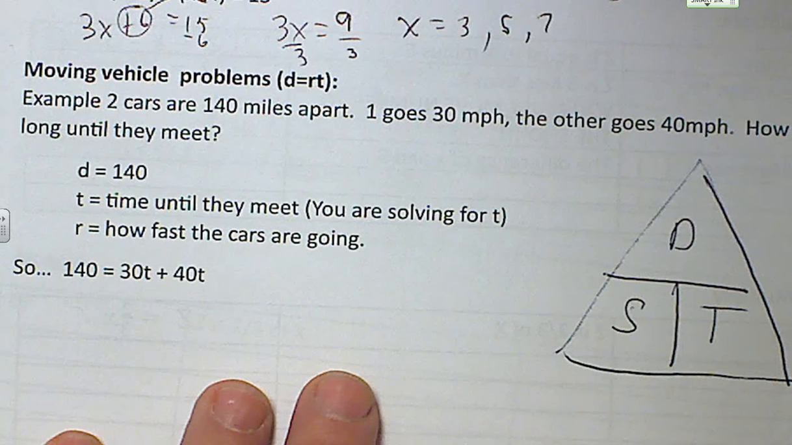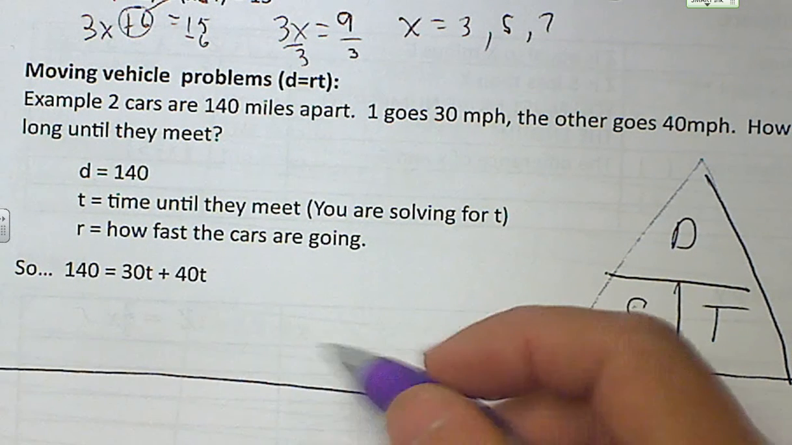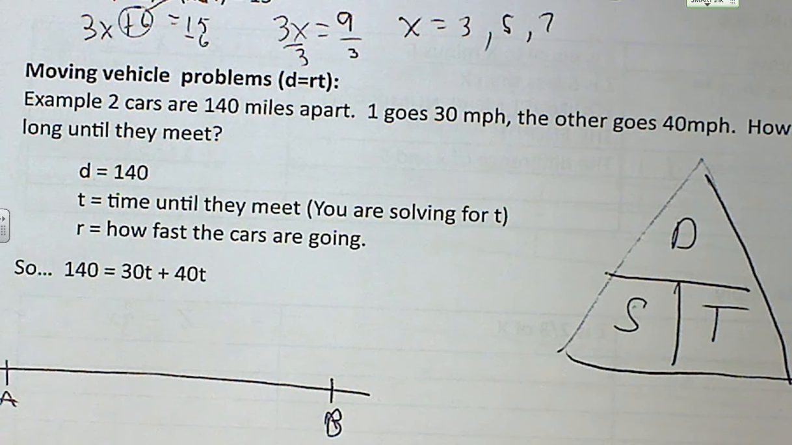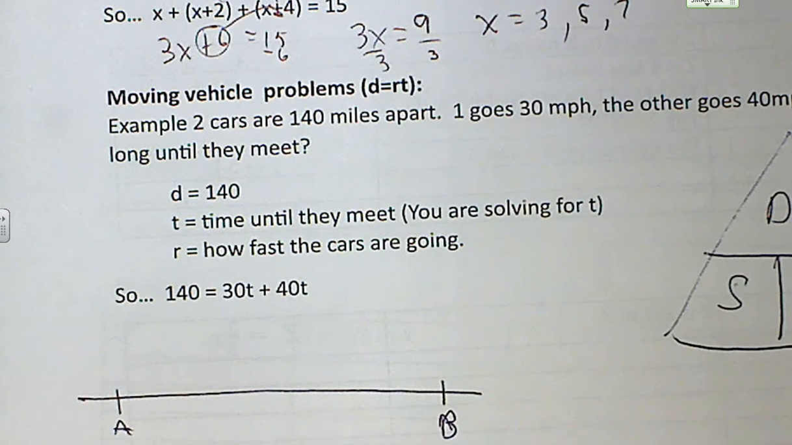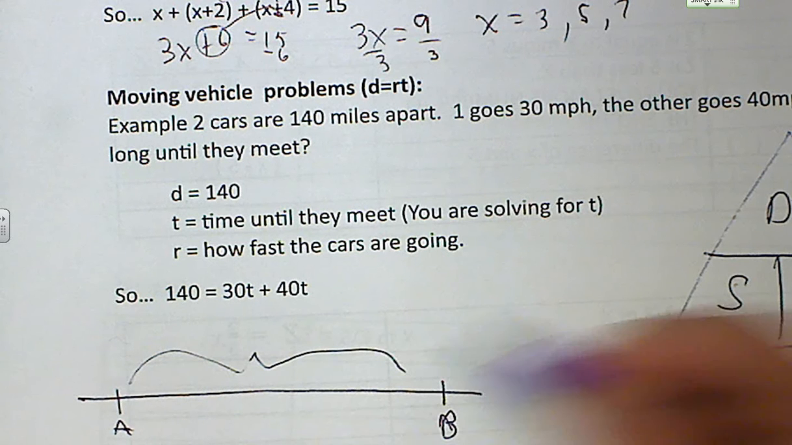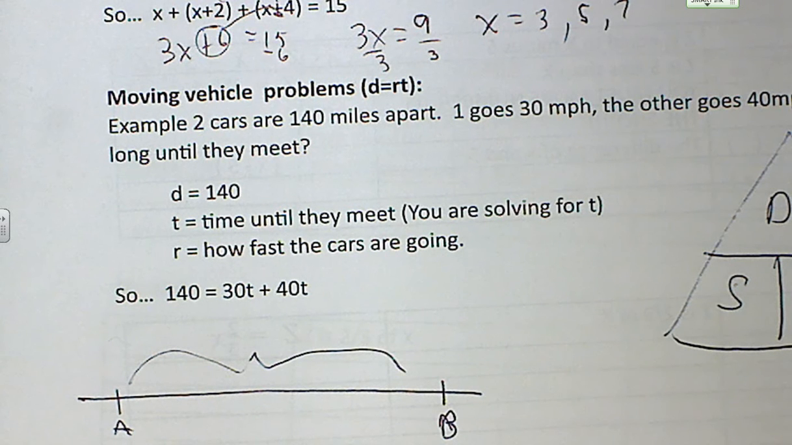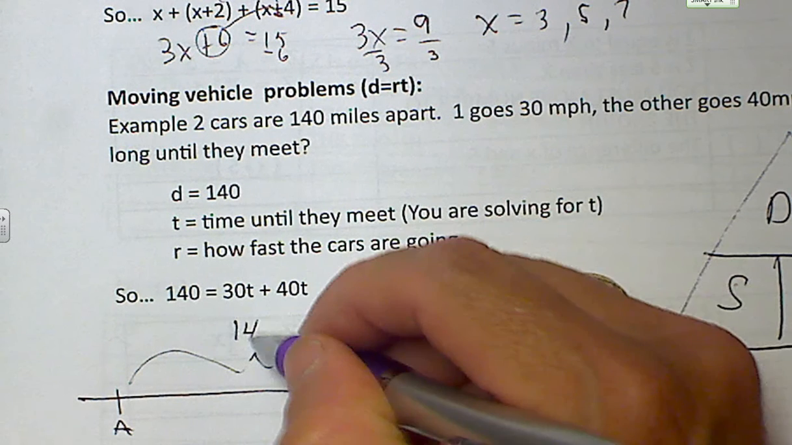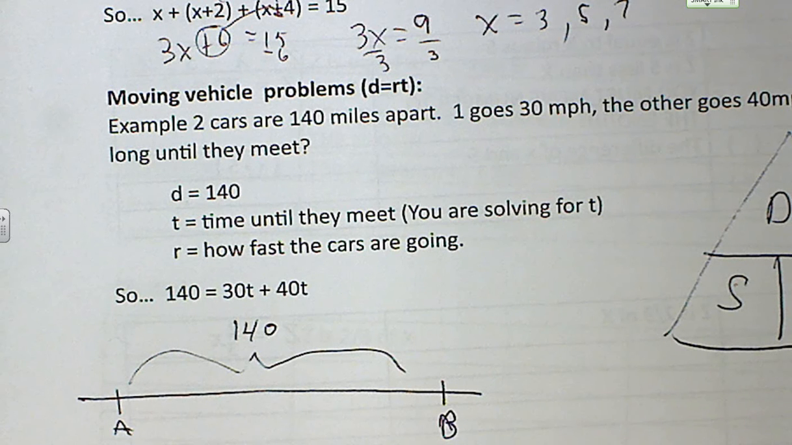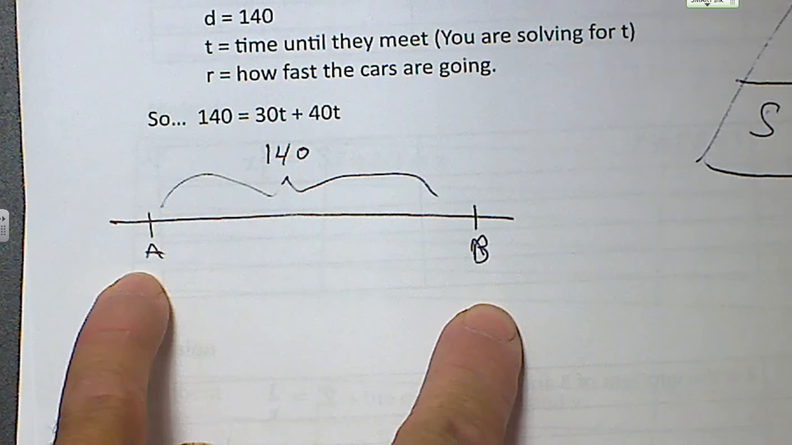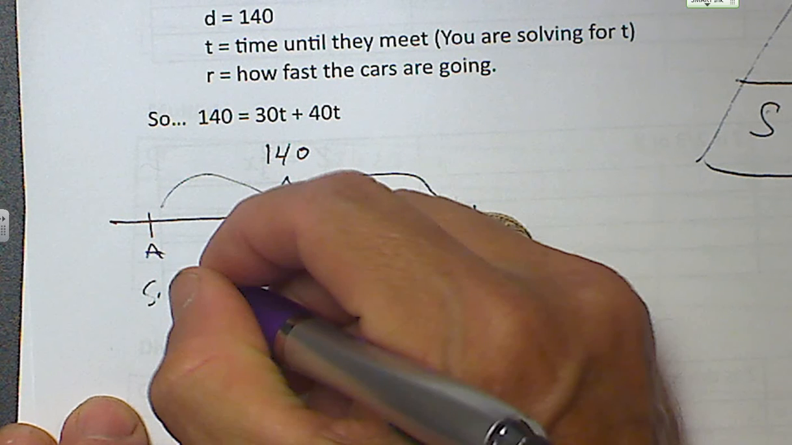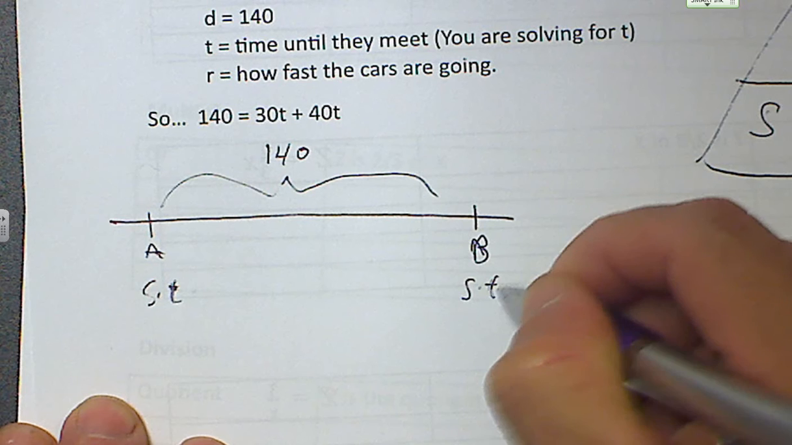Typical example, I have two cars. It's always helpful to draw a picture. Okay, A and B. The distance, either they'll give it to you or you'll have to find it. All right, so my distance in this case is going to be what? 140. So I know how far apart they are. These guys will always be talking about speed and time. Speed and time. And we'll just fill in what we know and solve what we don't know.